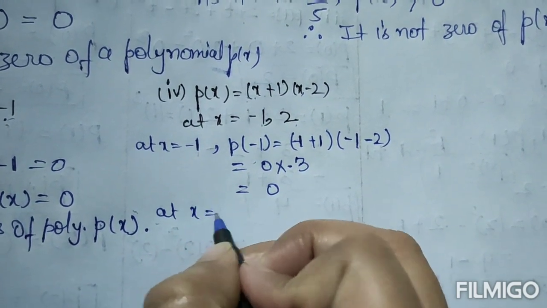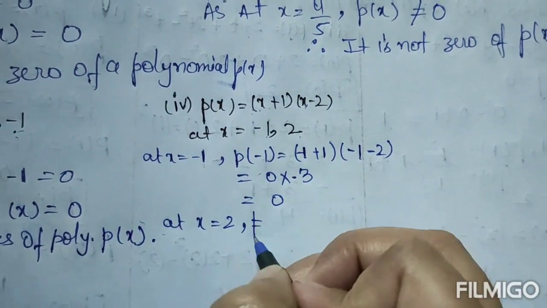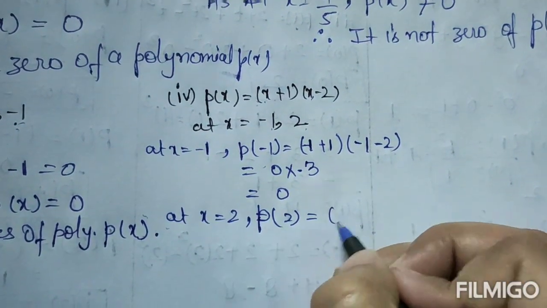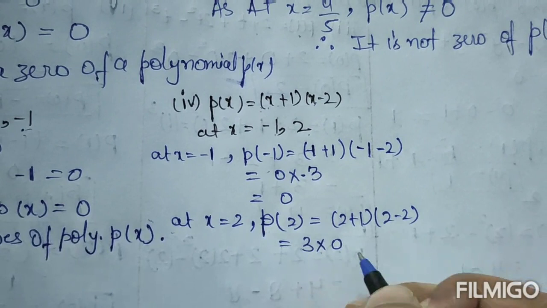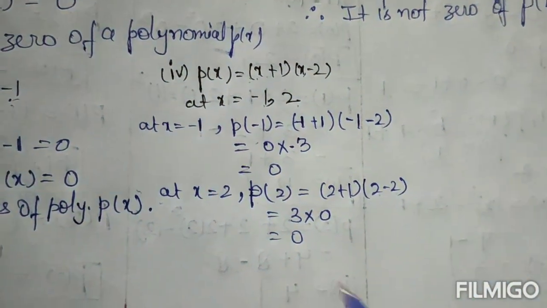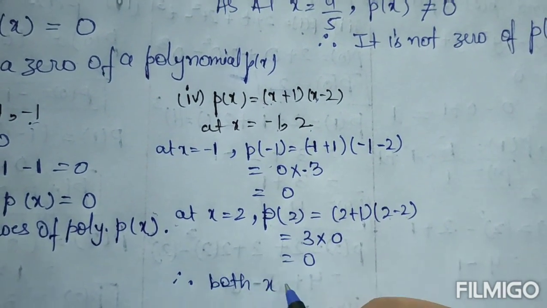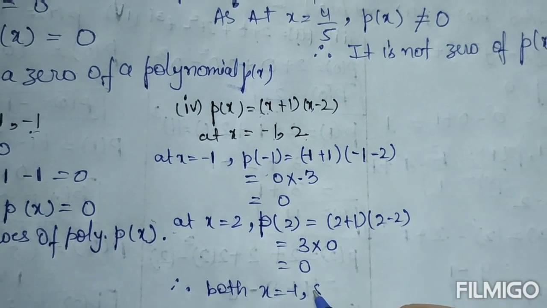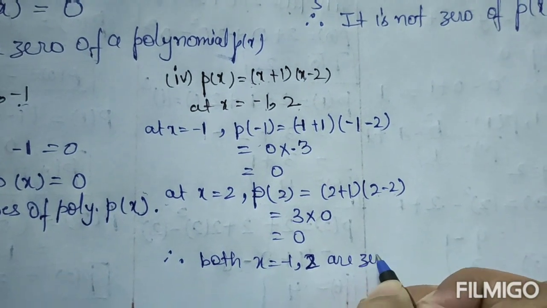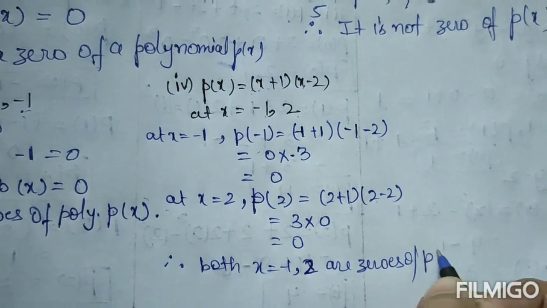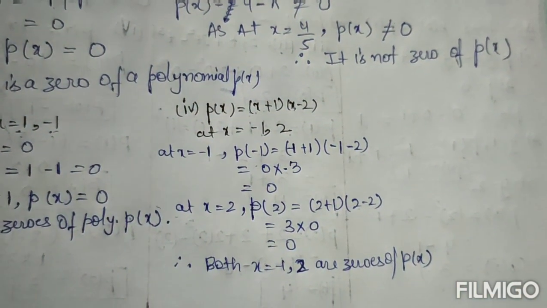At x equal to 2, now check. It will be p of 2, which will be 2 plus 1, 2 minus 2. 3 multiply 0. 2 minus 2 is 0 and it is also 0. Therefore, both x equal to minus 1 and 2 are zeros of polynomial px. So these two are the zeros of polynomial px.